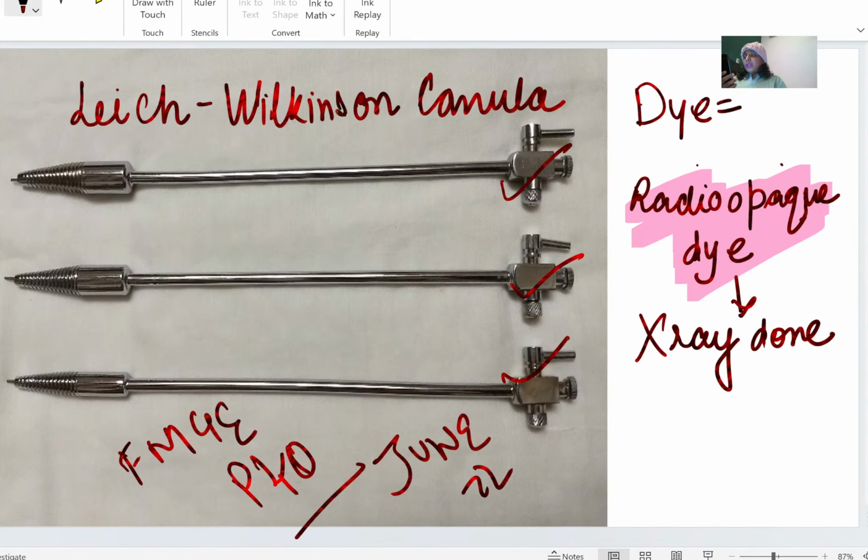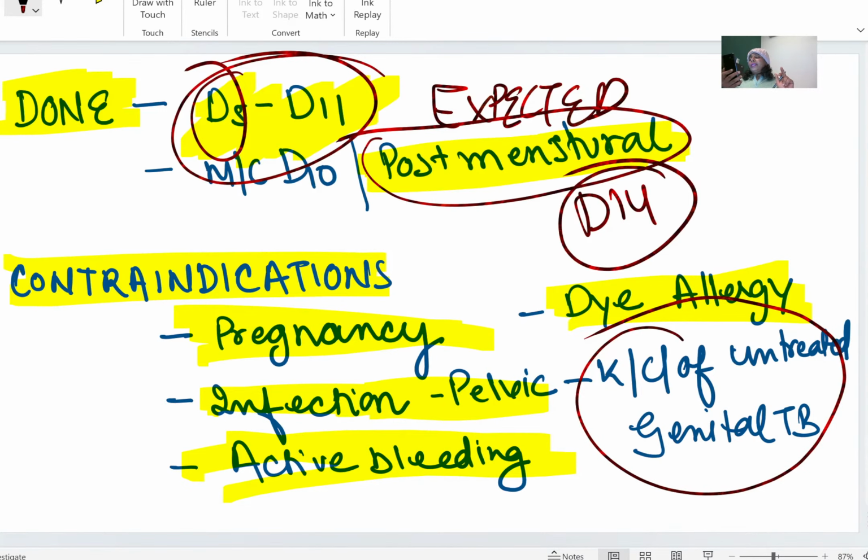This is the cannula which we use for inserting the dye via the cervix. The dye in HSG is radio-opaque. In HSG, we are taking the X-rays. HSG is done in the post-menstrual period from day 5 to day 11. If you have to choose only one answer, then choose day 10.